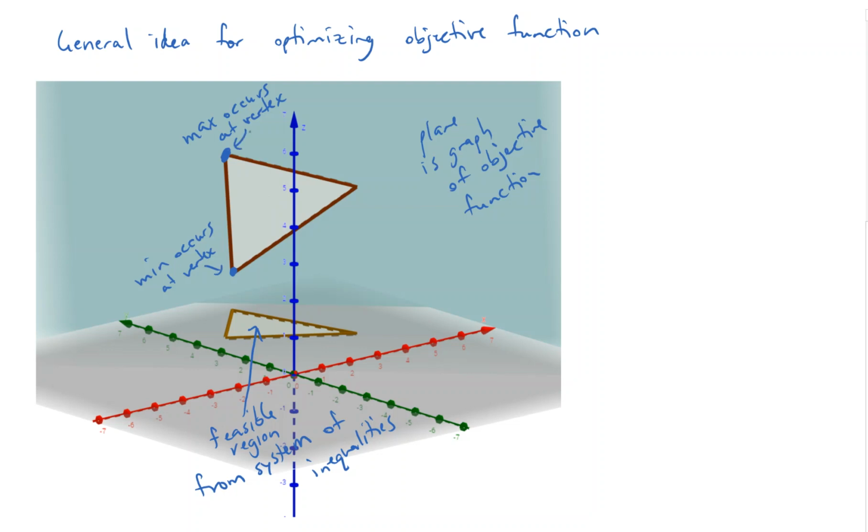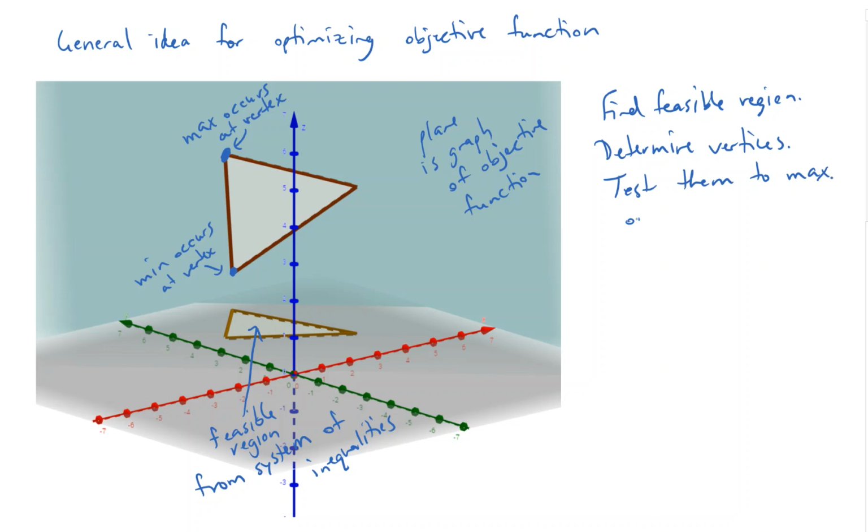Okay? So the point of all this is, we need to find our feasible region, determine the vertices, test them to maximize or minimize the objective function. Okay, so that's what we're going to do. So let's go back to the original problem and apply this concept.